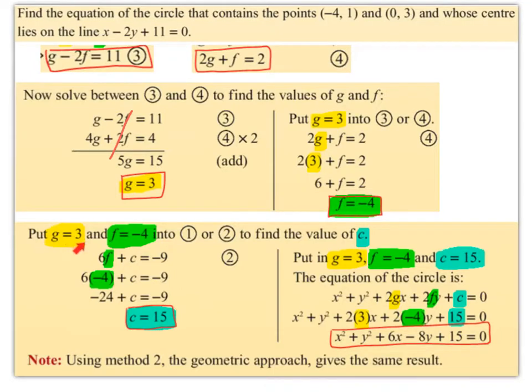So now we have g, we have f, and we have c. We substitute the three of these into the general equation. So the equation of a circle is x² + y² + 2gx + 2fy + c = 0. This is given in our formula books. Swap the g for a set of brackets, put 3 into it. Swap the f for a set of brackets, put −4 into it. Swap the c for 15. We get x² + y² + 6x − 8y + 15 = 0. So here we have the equation of the circle. Note, using method 2, the geometric approach gives the same result, but it would just be longer.